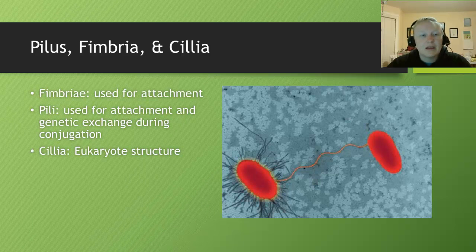The last structure is actually a eukaryotic structure, but I know you've heard of it before, and so I wanted to address it here, and that's cilia. They're hair-like structures on the outside of eukaryotic cells. They are not on prokaryotic cells. So remember, the outside structures on prokaryotic cells are pili, fimbriae, and flagellum, and the outside ones on eukaryotes are flagella or cilia. And not all have all of them. Some of them only have one or two.